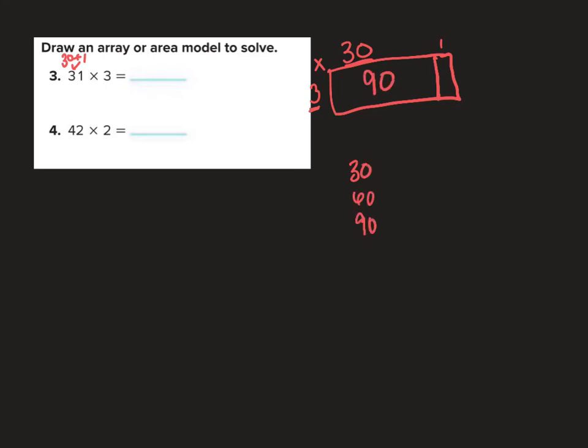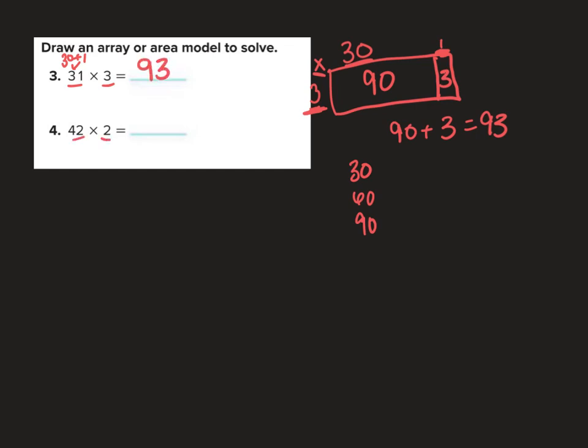There we go. We've done a lot of examples. Let's try a couple more here. So if I do 3 times 31, I'm going to break 31 into 30 plus 1. 3 times 30 is 30, 60, 90. 3 times 1 is 3. So then we do 90 plus 3 equals 93. So 31 times 3 is 93.